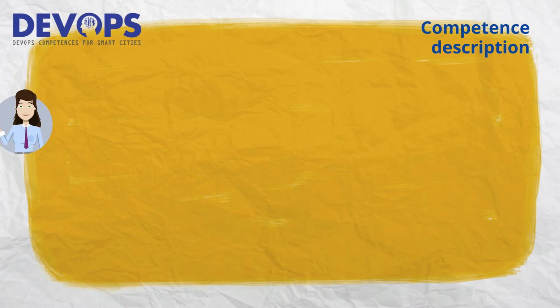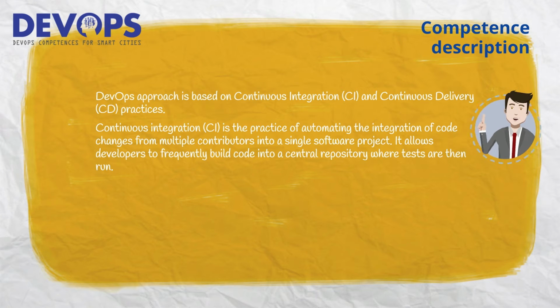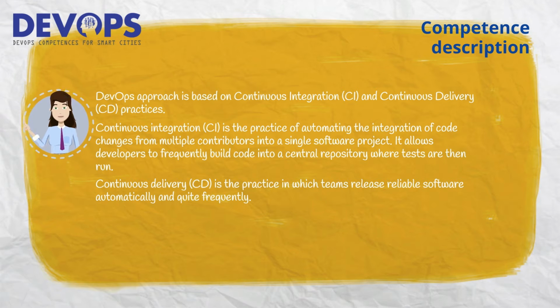Competence description. The DevOps approach is based on continuous integration and continuous delivery practices. Continuous integration is the practice of automating the integration of code changes from multiple contributors into a single software project. It allows developers to frequently build code into a central repository where tests are then run. Continuous delivery is the practice in which teams release reliable software automatically and quite frequently.